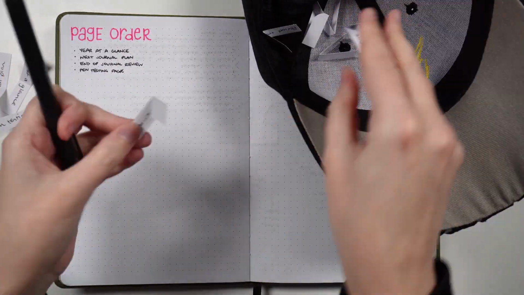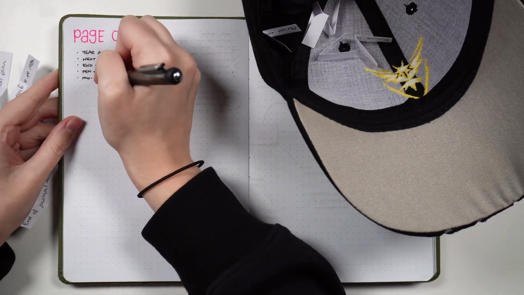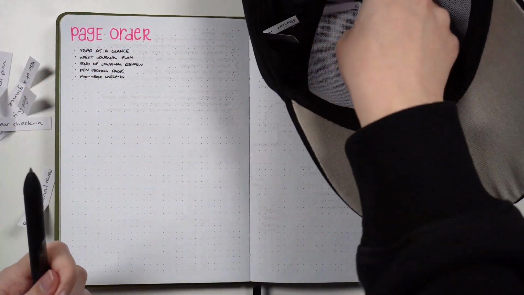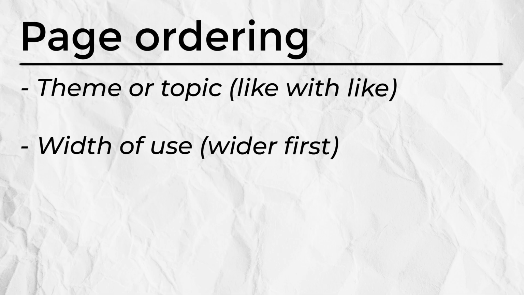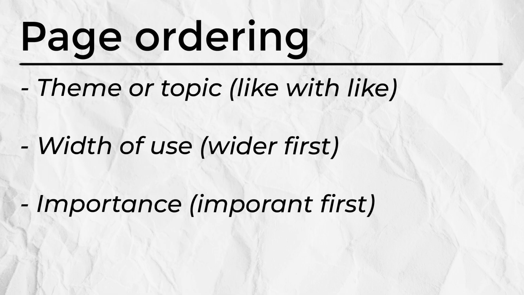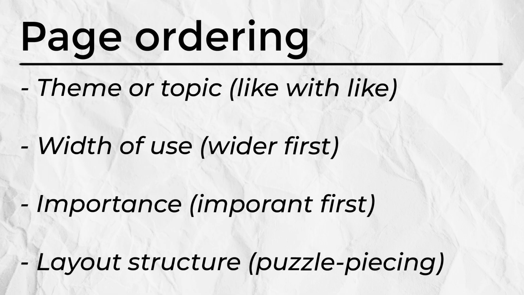There are plenty of ways that you can sequence the layouts in your start of journal setup, including just randomly picking them out of a hat, but even the idea of that makes me uncomfortable. Instead, when it comes to sequencing my bullet journal pages, I like to consider the theme or topic of the pages, or overarching categories that I can put them into, the width of use of the pages, so the width of time they cover or the width of information, the importance of the layouts, and what the layout of the pages actually are.